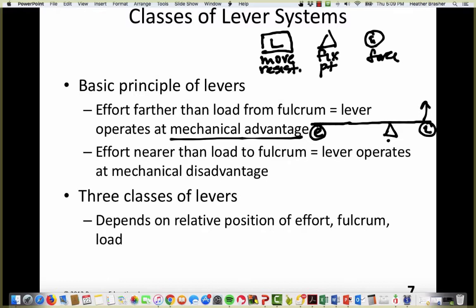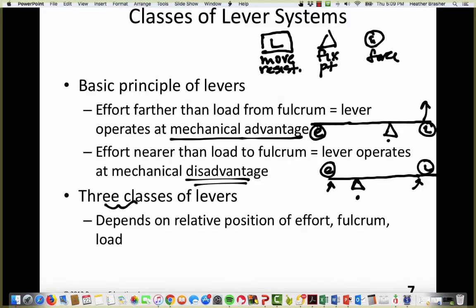Now, effort nearer than load to fulcrum operates at a disadvantage. So if you have this lever again, but this time your effort is closer than your load, this is going to be at a mechanical disadvantage. You're not going to get the amount of force here that you need to lift this. You're going to end up having to create more and more force for this.